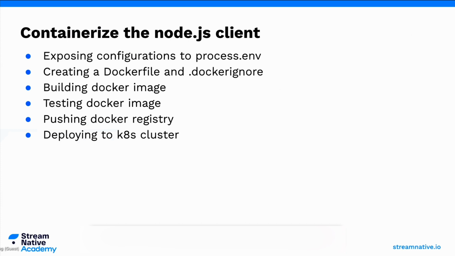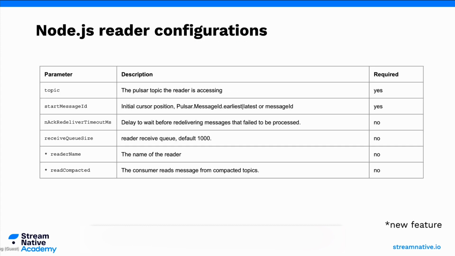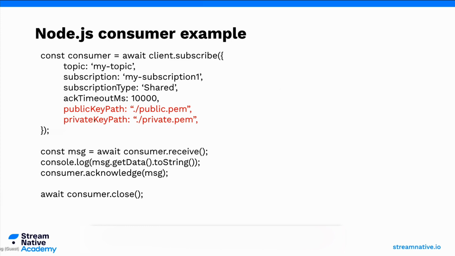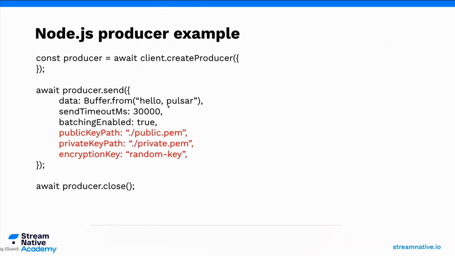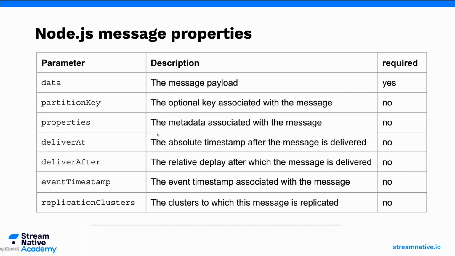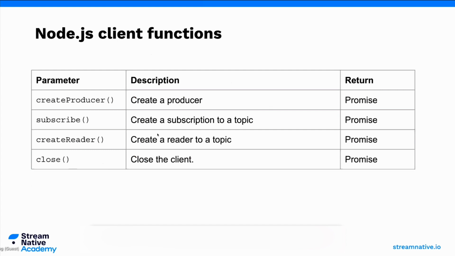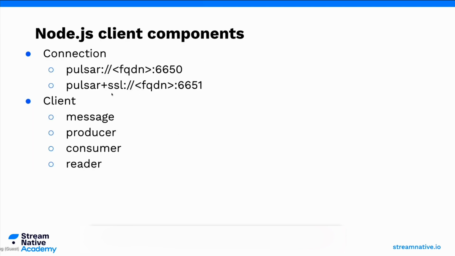So the high-level process is basically as follows. First, in our example, these properties are hard-coded: encryption key, public key, and other properties, especially the Pulsar connector, the FQDN host name, and service name.